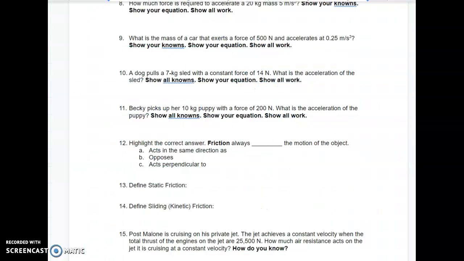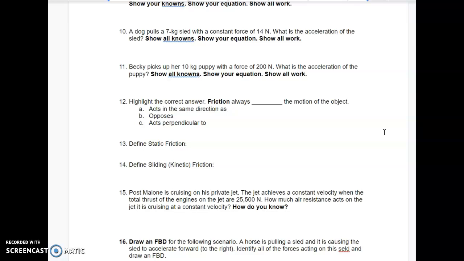All right, let's move on to the next question. So highlight the correct answer. Friction always blanks the motion of an object. Friction always opposes the motion of the object. So if your motion is to the right, then the frictional force is going to be to the left.